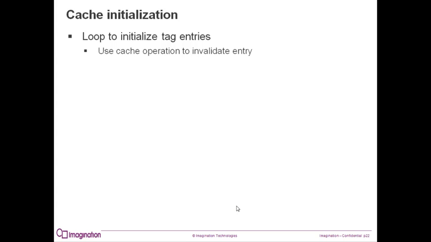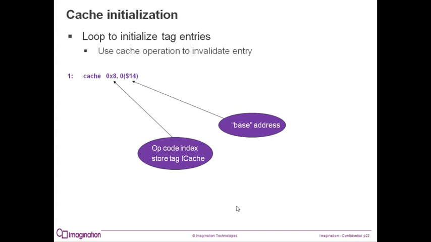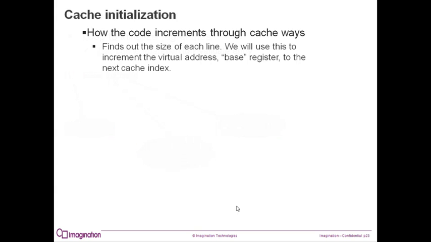Here is the actual cache instruction code. To review, the cache instruction takes 2 arguments. The base address, which we initially set to 80 million hex to address set 0 of the cache. The operation code, which in this case is index store tag of the instruction cache. The assembly line is tagged with a 1 in column 0. This gives the code a place to branch back to start the loop again.